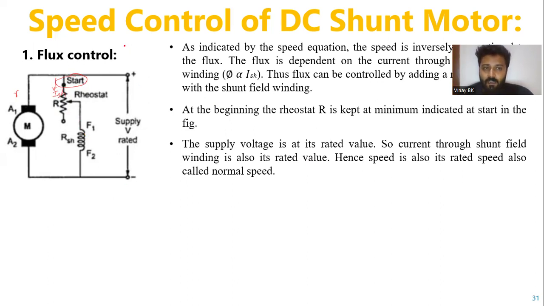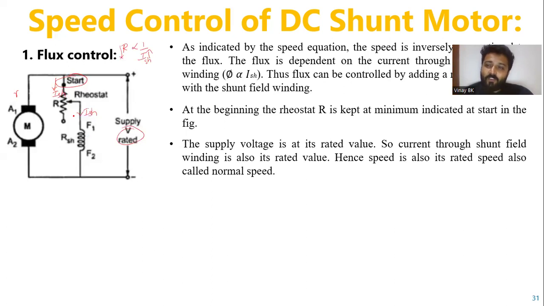You know the relation that R is inversely proportional to current. So if resistance is minimum, it allows the maximum amount of current, that is, the rated current, to flow through the shunt field winding whenever you apply the rated voltage, so that the motor runs at rated speed. It's a very simple logic.